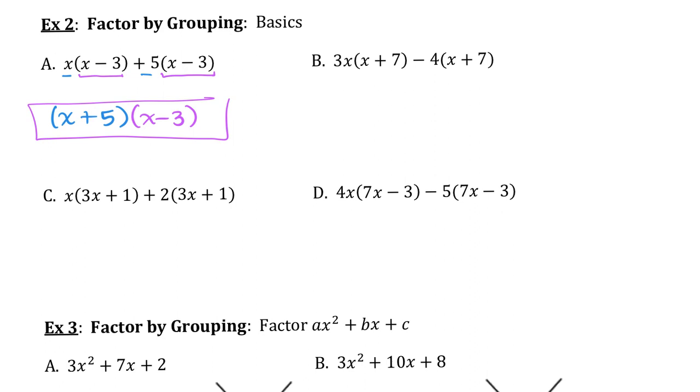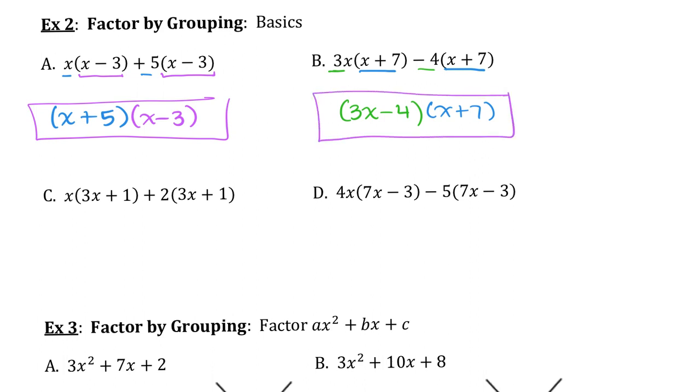Okay, the same on this one. The common factor is the x plus 7, and this only works when they're common. The leftover is I have a 3x and a minus 4. So one parenthesis is 3x minus 4. The other parenthesis is the common factor, and it's because you're timesing the 3x and the 4 by the x plus 7.